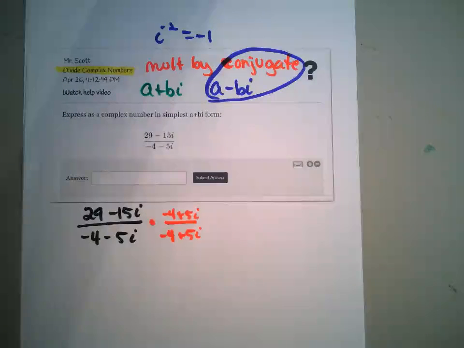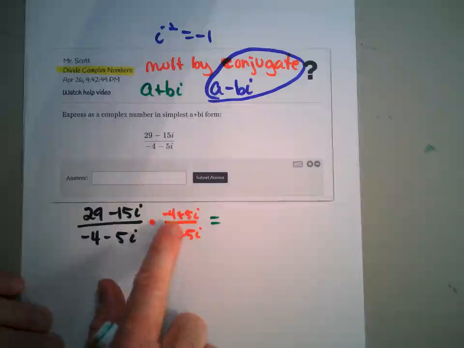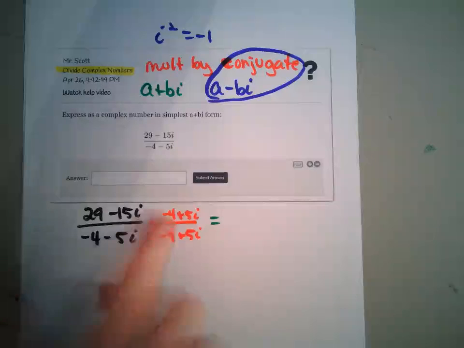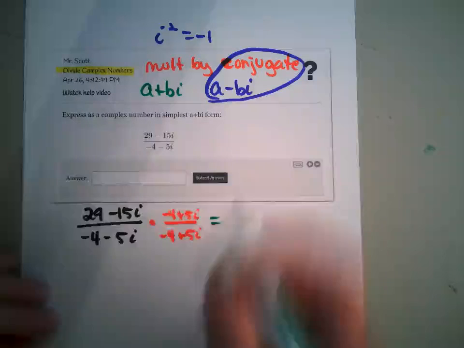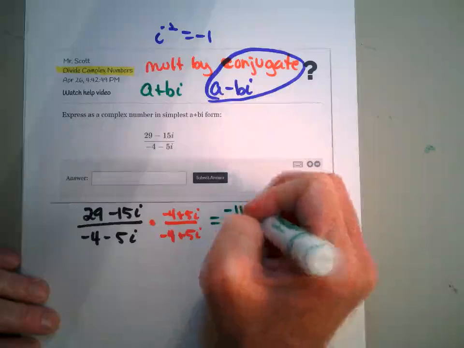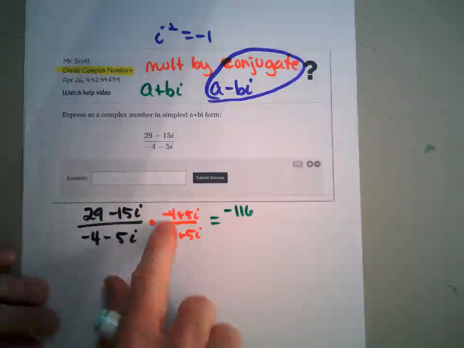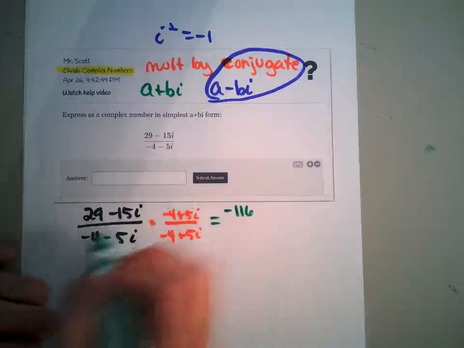Oh, wrong pen. All right, negative 29 times negative 4. Anybody? I have to look that up. I'm not that good. Negative 29 times negative 4. I don't have a calculator with me. 29 times 4 equals that times that. So it would be negative 116. So 29 times negative 4, negative 116.